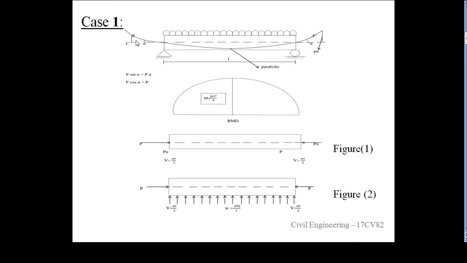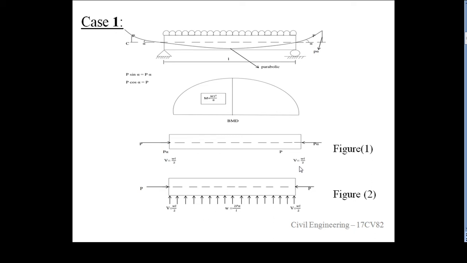Then P into sin theta; for a small angle, sin theta is equal to theta, which we call alpha. Sin alpha into P is equal to P alpha. Similarly, for this end also we get P alpha. In that, this is figure number 1. If a straight cable is provided, the shear V is equal to WL by 2. WL by 2 is the shear that occurs at this point.